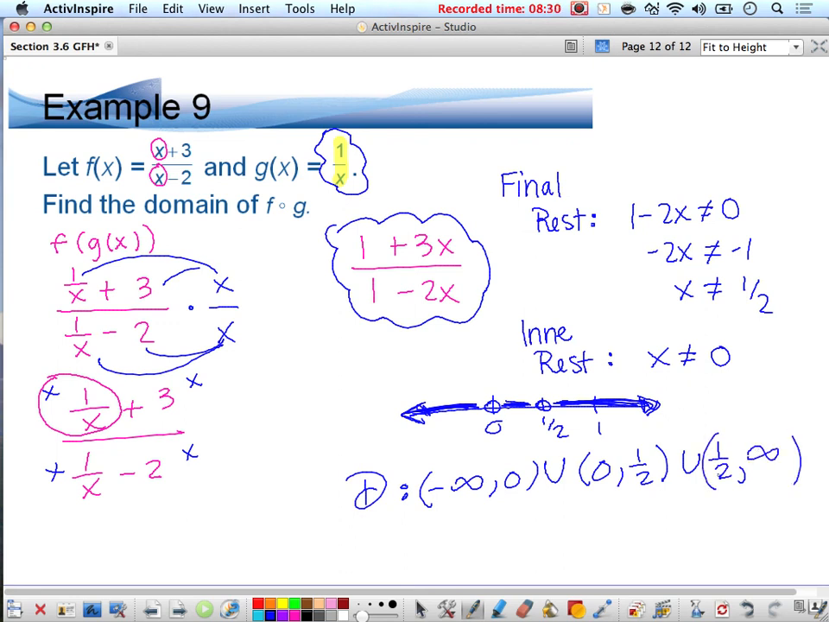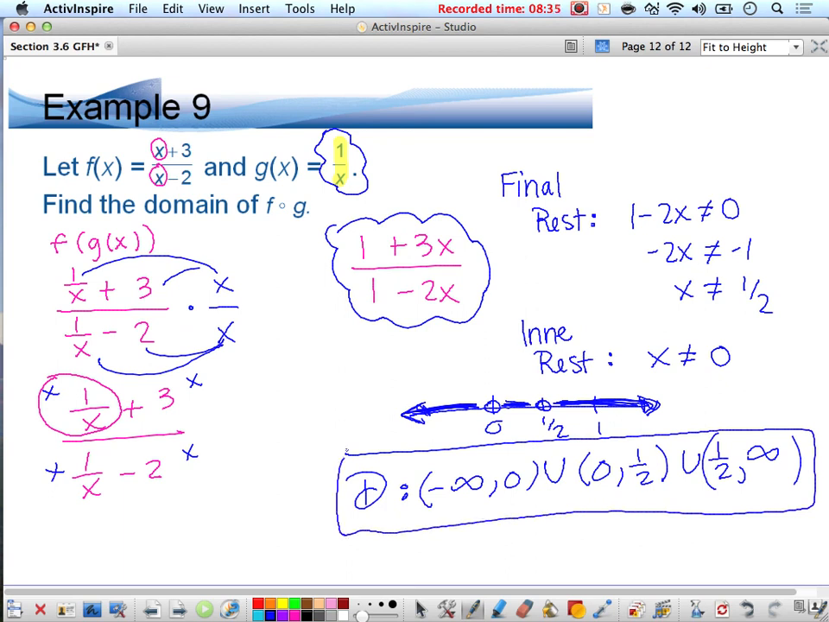So that's a lot of work just to get that domain. But if you can understand that one, you can pretty much understand any of them. And that wraps up section 3.6.